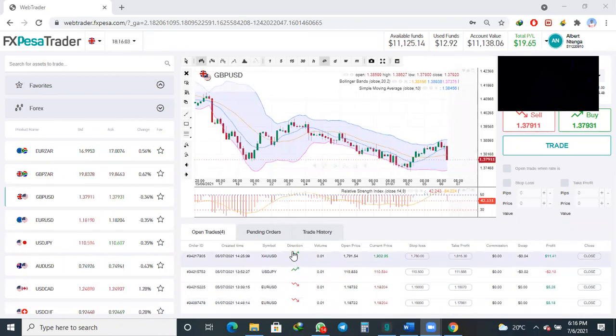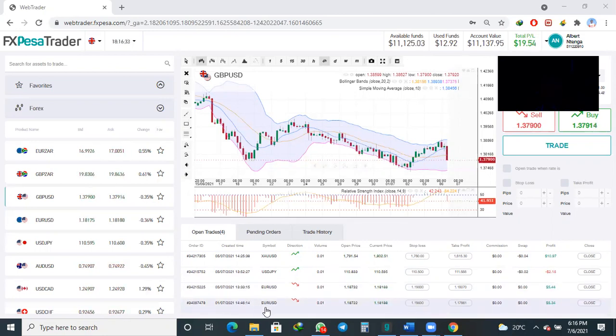There's an order number, created time, symbol, direction, volume, open price, current price, stop loss, the take profit level, the commission, the swap, and then the profit. Yeah, and then you have an option to close. So this should work the same for a person using a mobile application.